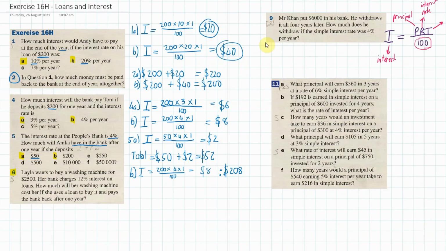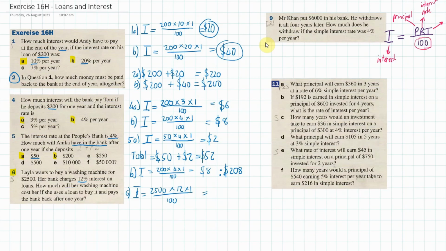Okay, so number 6. We've got this washing machine that she's borrowed money for, and she's being charged 12% interest on the loan. How much will her washing machine cost her if she uses a loan to buy it and pays the bank back after 1 year? So for number 6, again, we have the principal. So the interest will be the principal, which is the amount she borrowed, times the 12% interest rate, and it's 1 year, so times by 1 year, all over 100.